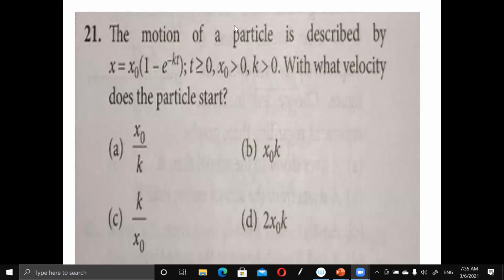The right option is x naught times k, that you can mark. Okay, we will do how we go about this one. So here we go. I will do this on the whiteboard.